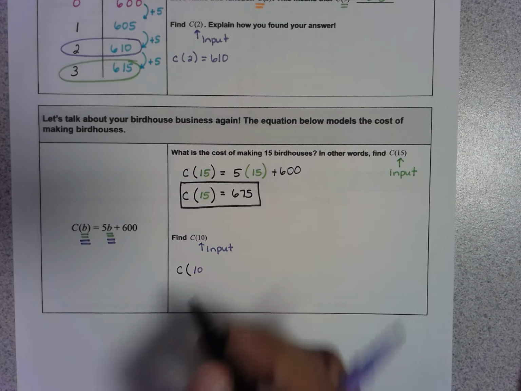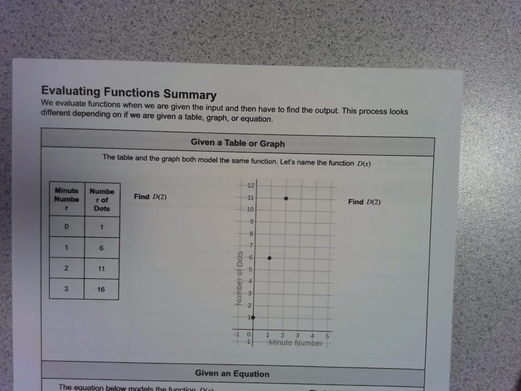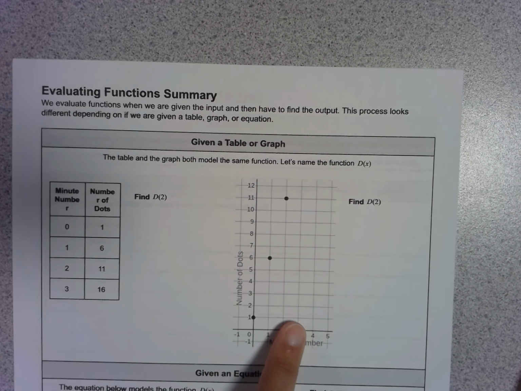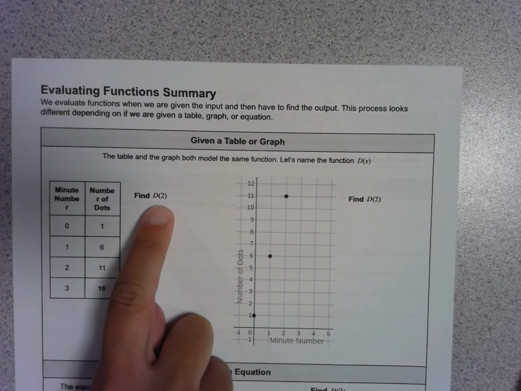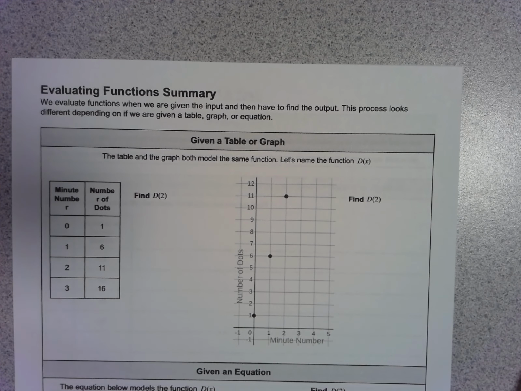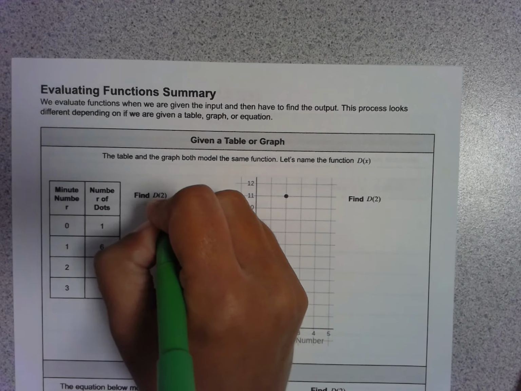Now let's summarize what we just said. So in summary, if you are given a table, a graph, or function notation, how can you find these values? If this is your table and this is your graph, let's find D of 2. D of 2 means that the input should be 2. So I'm going to find the 2 in the input column and match it up to its output. That means that D of 2 should be 11.